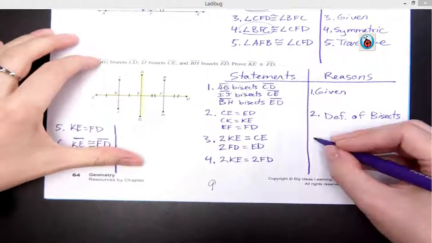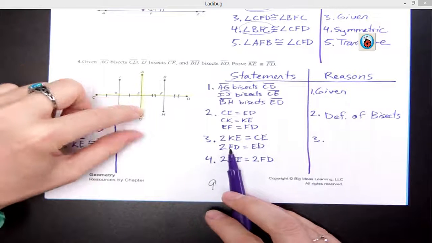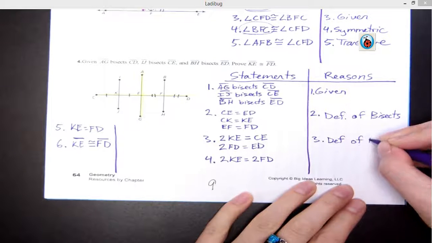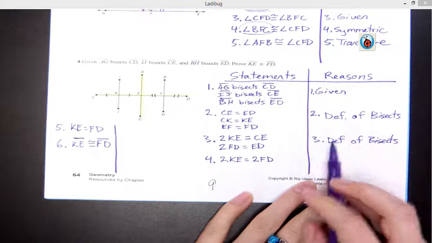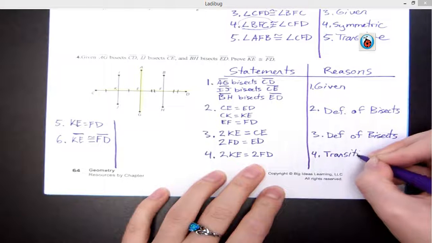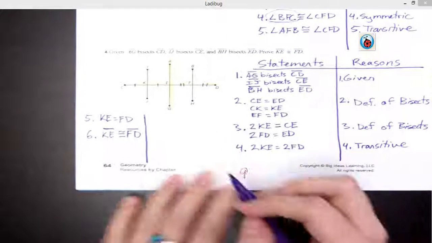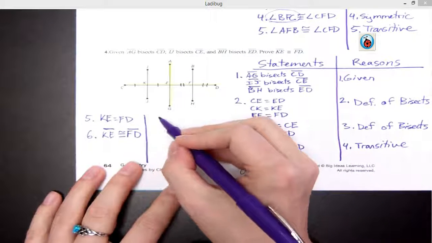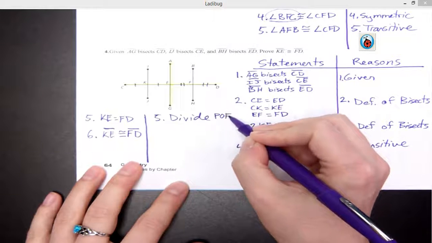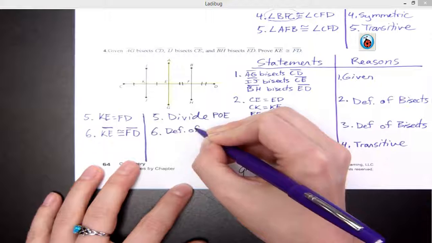That's something we've talked about again. And so my next step was to take, okay, CE also equals 2 of KE, and ED equals 2 of FD, and so that's also definition of bisects. Because bisects means we have equal halves, it also means two halves equals the whole. And then I can go ahead and transfer these in, and 2 of KE has to then by definition equal 2 of FD. And since I'm trying to get to KE equals FD, I go ahead and divide both sides by 2. It's my division property of equality. And then step 6, I just want it in the congruent segments format, and so that's my definition of congruence.